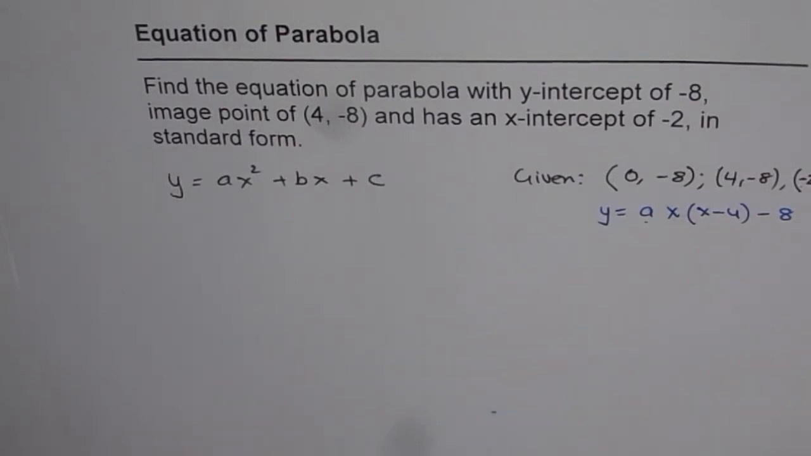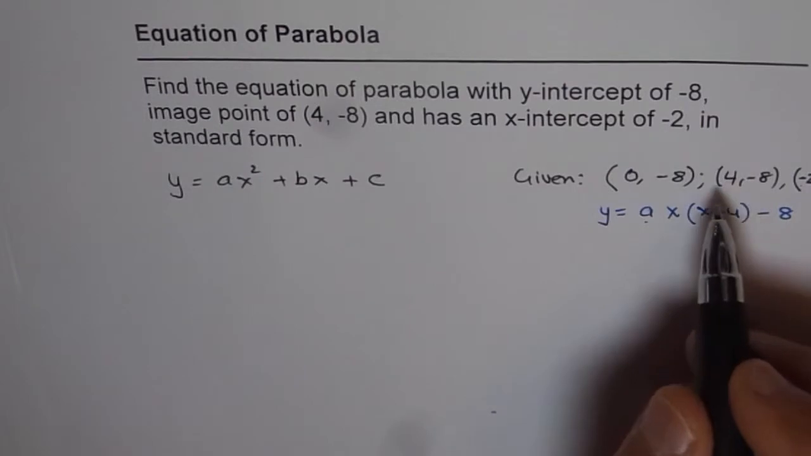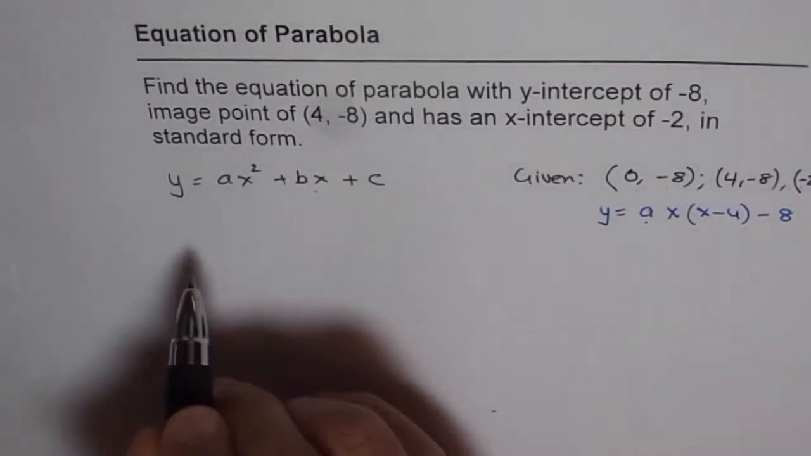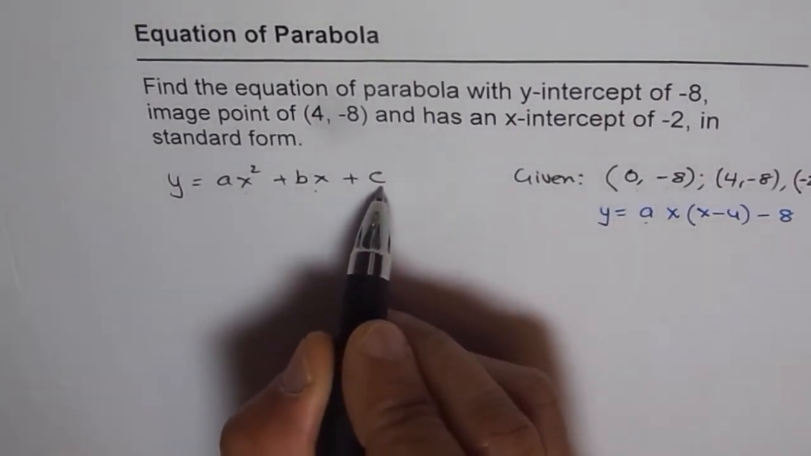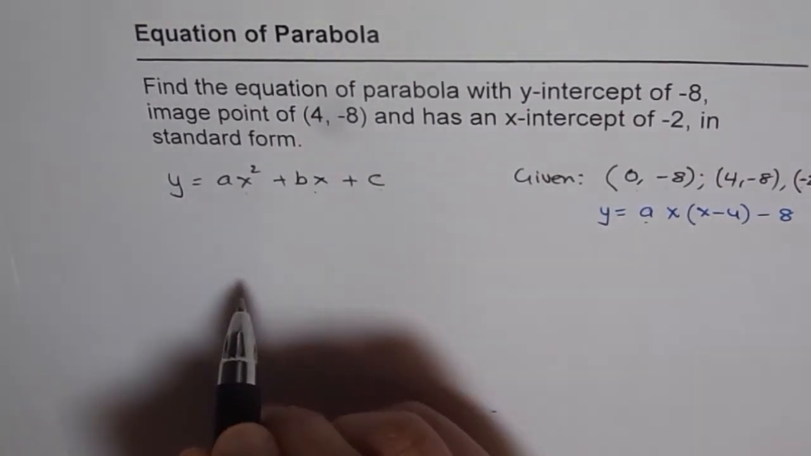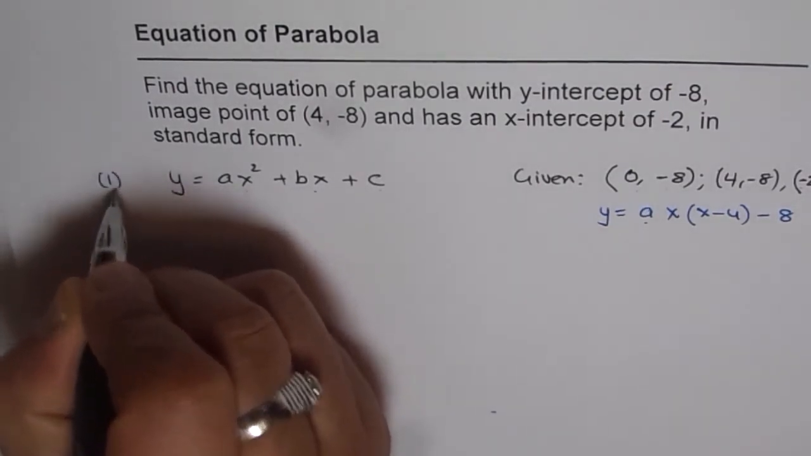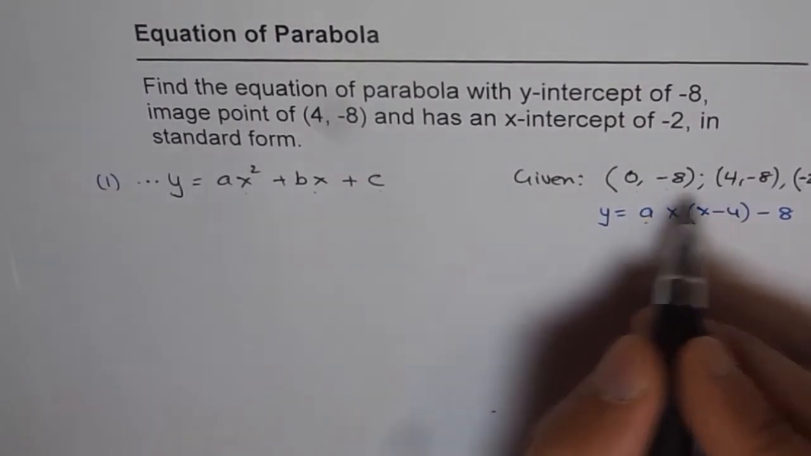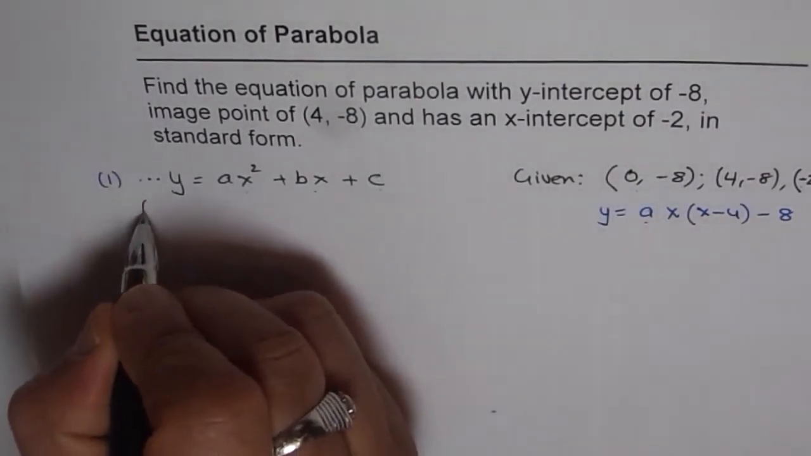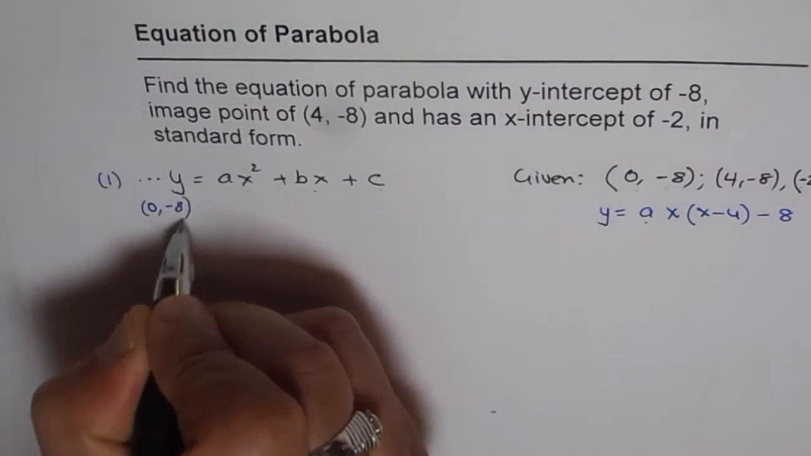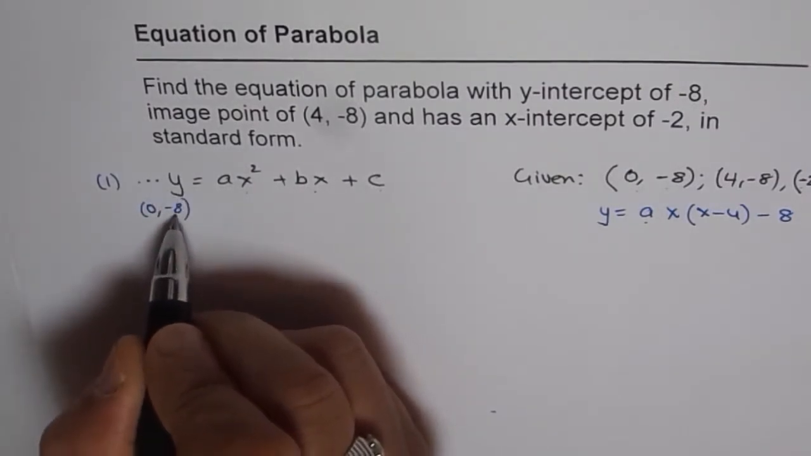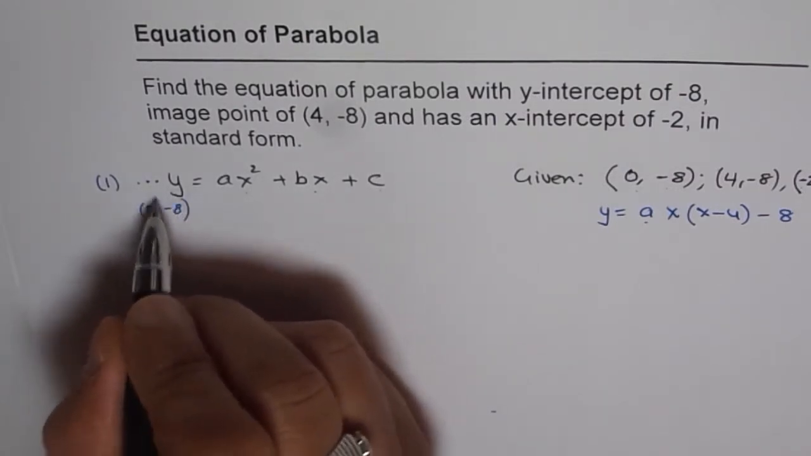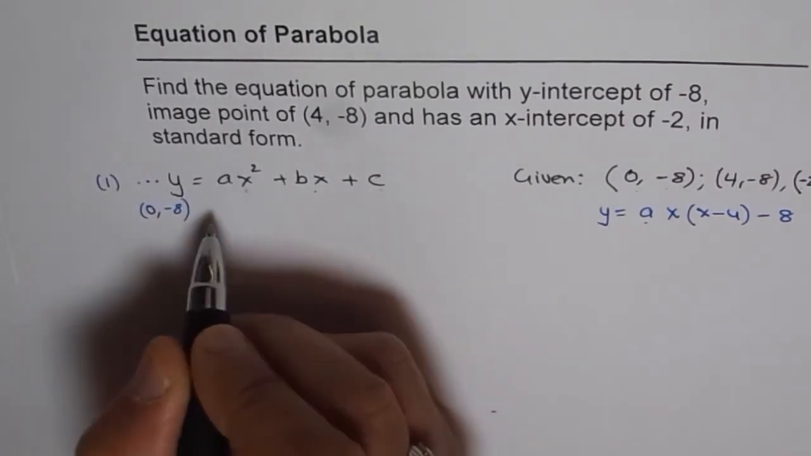Now let's see how to solve it using this method. The best point to start with is (0, -8). If I plug in 0 here, then what do I get? I get c equals -8. So the first value, c, I get. So my starting equation, equation number 1, is the standard form which I want. And now I'm utilizing the point (0, -8). As soon as I put my point (0, -8), that means y is -8, and if I substitute this point 0 for x, what do I get?